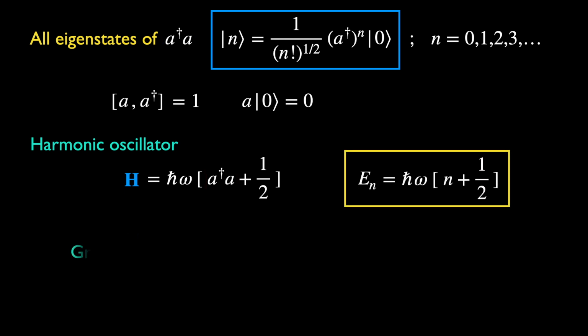Note that the ground state energy is not zero, but equals half of h bar omega, which is half of the energy separation. This result will turn out to be important and is often referred to as the vacuum energy in the context of quantum field theory, where particles can pop in and out of existence.